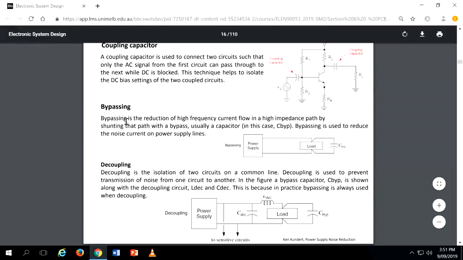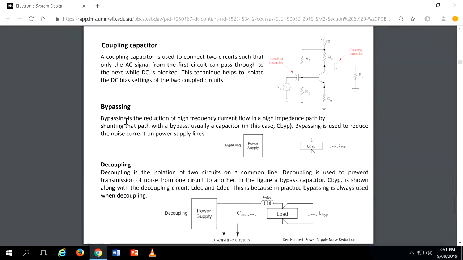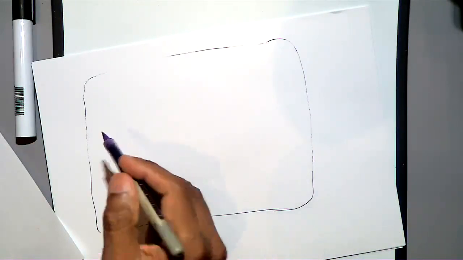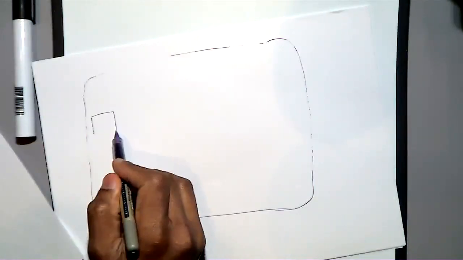If you have any questions you can ask me. Then I will go to the document camera, because only then can we understand why we need decoupling or bypass capacitors. So this is your PCB. You got a big PCB, you got different ICs, and then you have to power them, and usually you use a regulator.